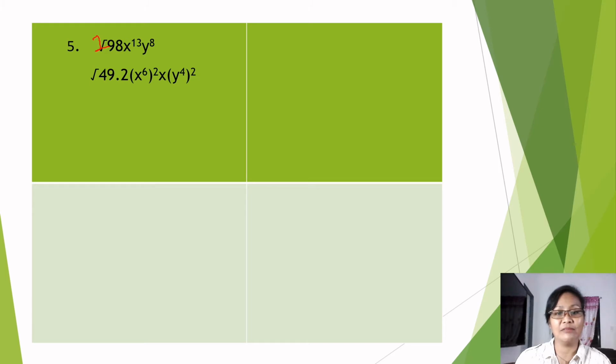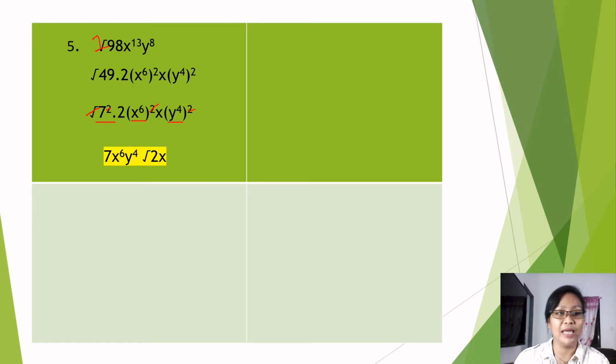Next, we can write 49 in exponential form. So we have square root of 7 squared times 2, x to the 6th squared, x, y to the 4th squared. So we're going to cancel now the perfect roots. Cancel the radical sign, square, square, and square. And then we have the perfect roots 7, x to the 6th power, and y to the 4th power. So we have 7, x to the 6th, y to the 4th, and then the square root of those radicands that are not perfect.